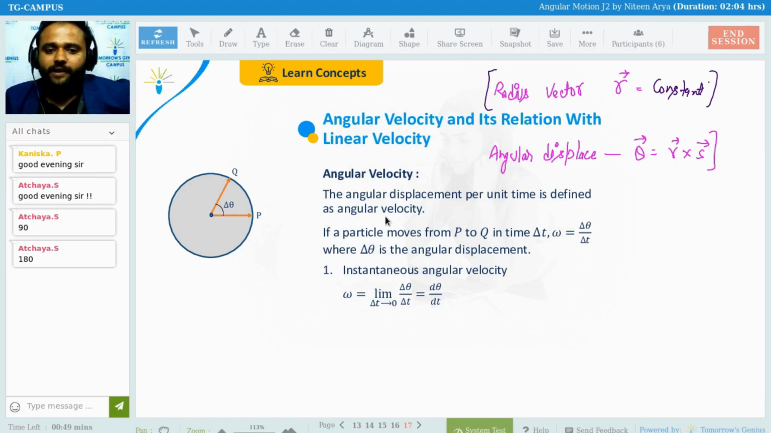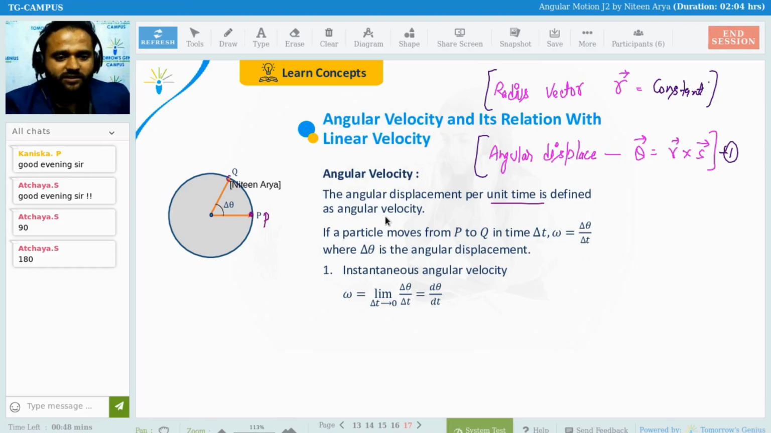And I want to find angular velocity. So I'm going to differentiate this equation 1, this angular displacement, and automatically I can get everything. Angular velocity is the rate of change of angle with respect to time. Simply, the angular displacement per unit time is defined as the angular velocity. Suppose an object is at a particular point P initially, and after a certain time it reaches a particular point Q in a circular manner. So what is the angular velocity?